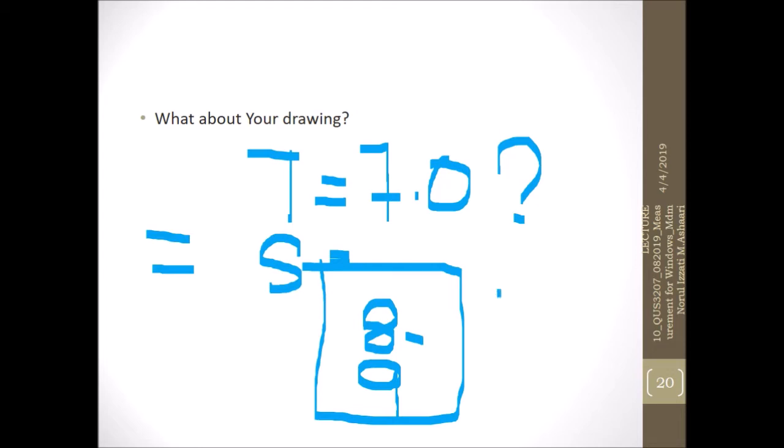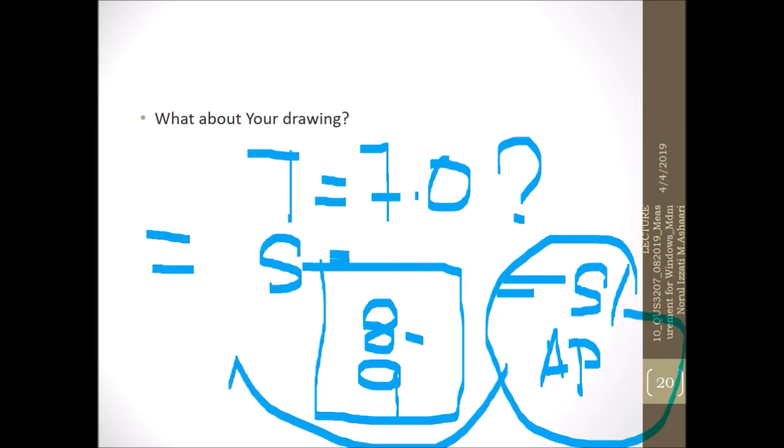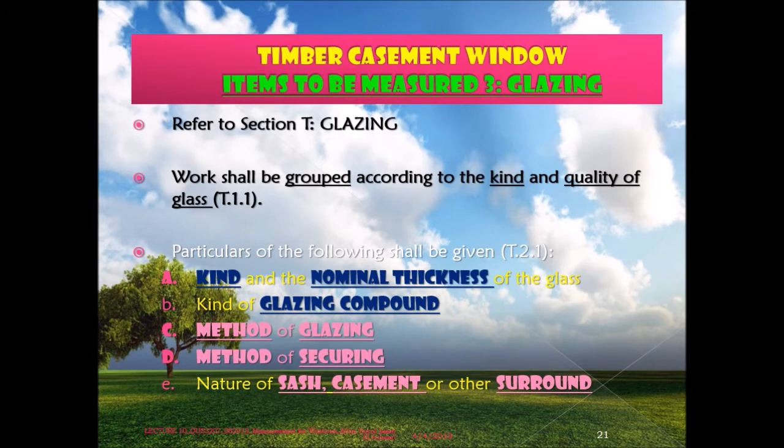The answer is steel, or anodized aluminium. So that one did not fall under this section. You have to refer to section B. This one only highlights for section M, that is. Let's go to the next item.